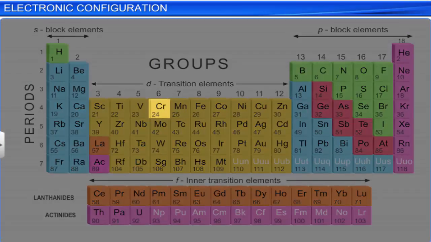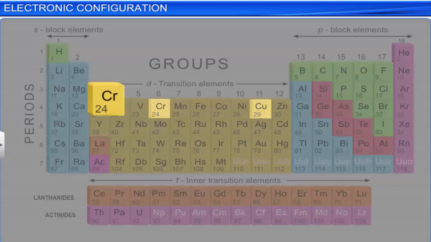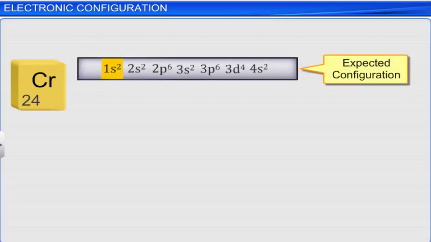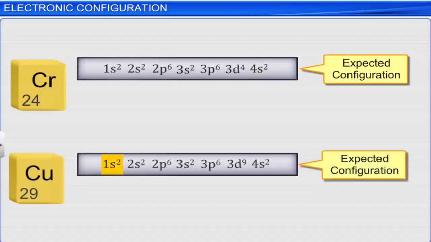The electronic configurations of chromium, which has 24 electrons, and copper, which has 29 electrons, do not follow the general trend. The electronic configuration of chromium is expected to be 1s2, 2s2, 2p6, 3s2, 3p6, 3d4, 4s2, and the electronic configuration of copper is expected to be 1s2, 2s2, 2p6, 3s2, 3p6, 3d9, 4s2.